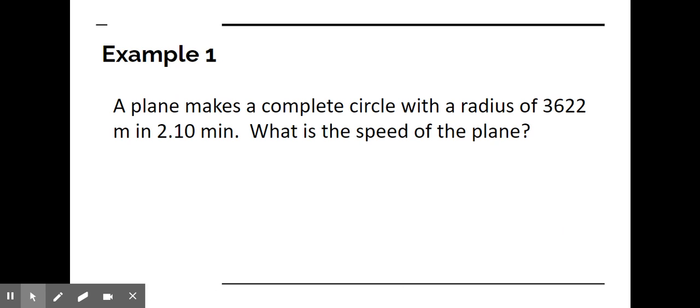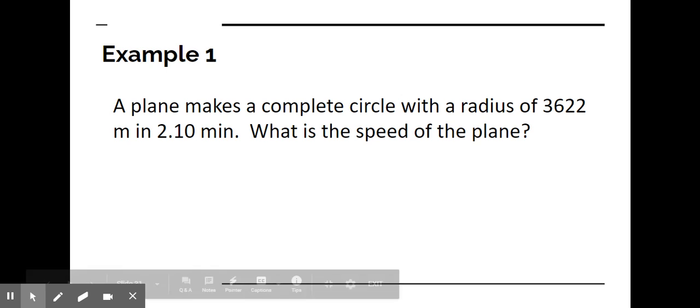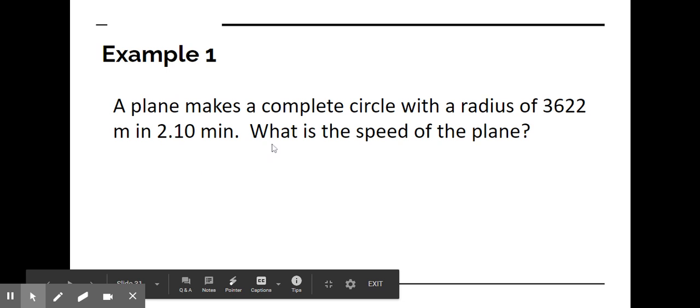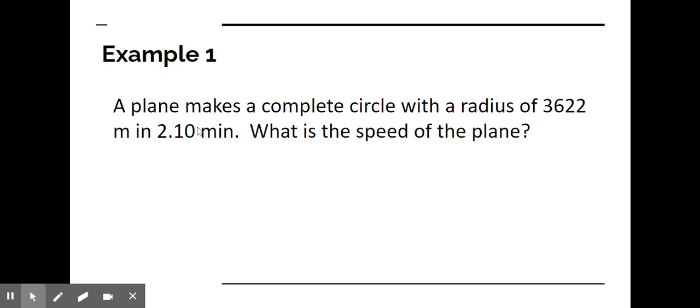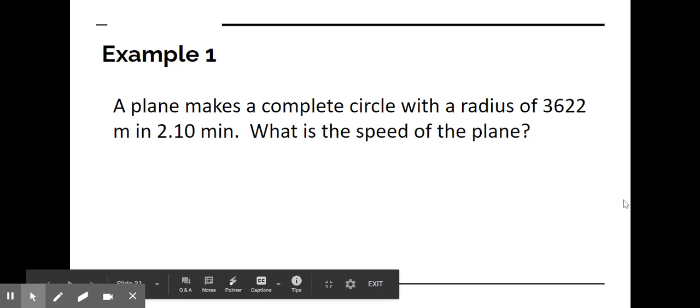We have this example. A plane makes a complete circle with radius of 3,622 meters in 2.1 minutes. What is the speed of the plane? Using v equals 2 pi r over the period, we have 2 pi times 3,622, divided by 2.1 minutes. We can't use 2.1 minutes though, because our units should always be in seconds, not minutes. If we convert this to seconds by multiplying by 60, we have 126. So your final answer for the velocity of this plane should be 181 meters per second.